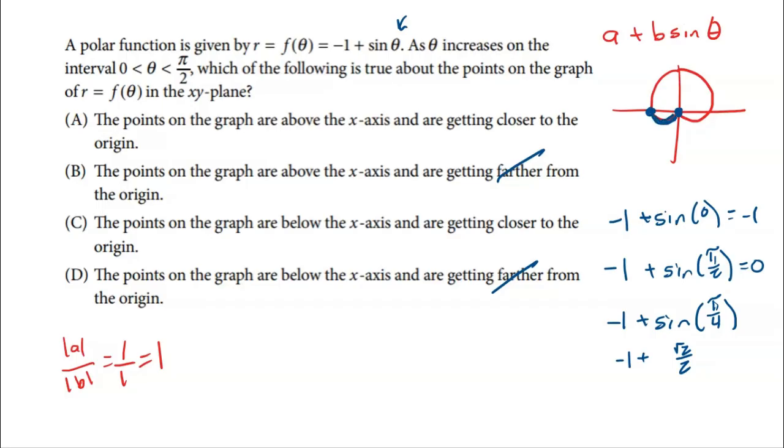I started at -1, and I went through there getting closer to the origin, and then I ended up at the origin. So this means that my correct answer is going to be C, because the points are below the x-axis in that particular part of the graph, and the points are getting closer to the origin as I progress through that interval 0 to pi over 2. So a lot to soak in there, but that's a really good problem with polar functions. I know polar functions is kind of at the very end of the course, so hopefully you got a good explanation, but there's a lot going on there.